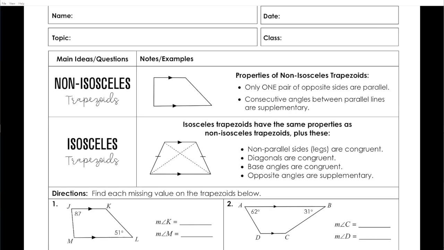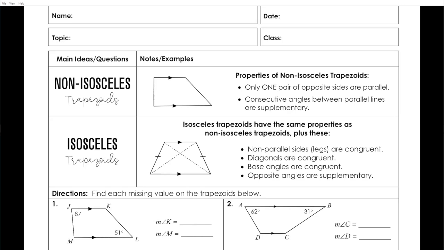Today we're going to talk about trapezoids and kites. So we have two types of trapezoids. Our first is a non-isosceles trapezoid. Unlike our parallelograms, trapezoids only have one pair of parallel sides.